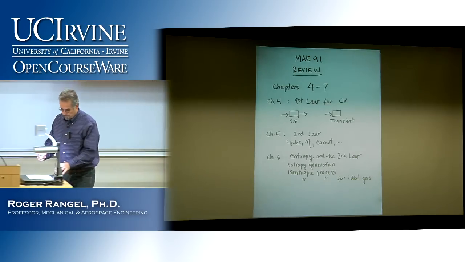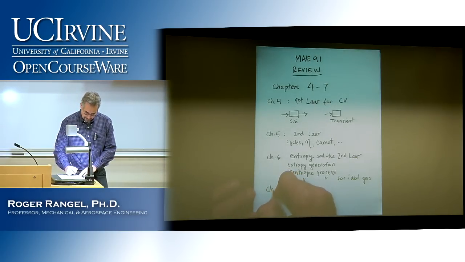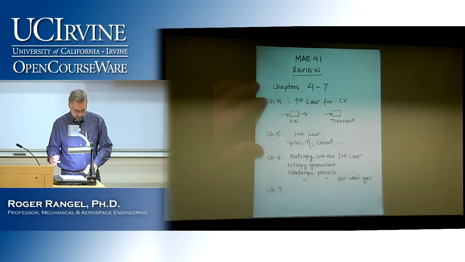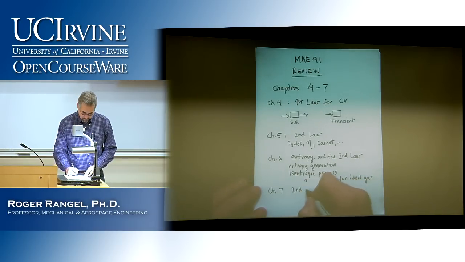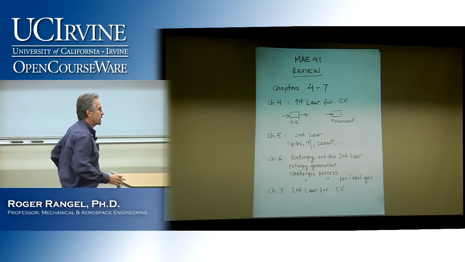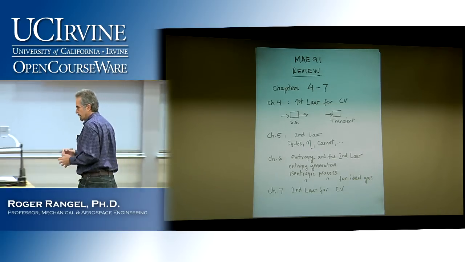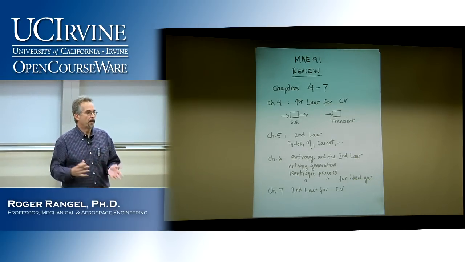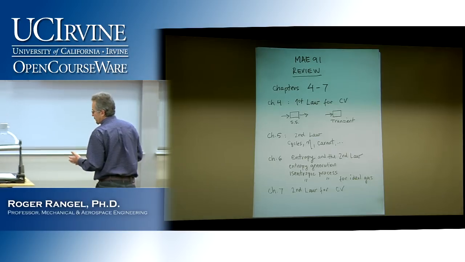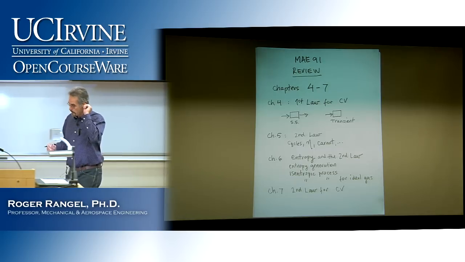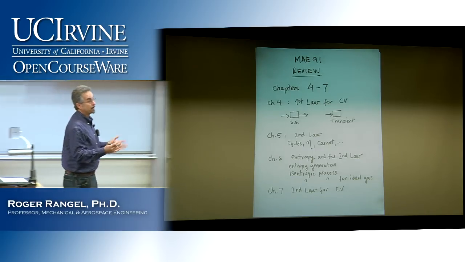And then finally, chapter 7, which is the one we covered mostly last week, is essentially the equivalent of what chapter 4 did for the first law. So this is now second law for control volumes. So that's sort of the chapter that has everything that we have seen. Because obviously, most of the problems where you have to apply the second law to get some solution to the problem are problems where you also have to apply the first law. And because it's control volumes, these are open systems, so there is flow coming in, flow coming out. So chapter 7 really is the chapter that has everything in it.